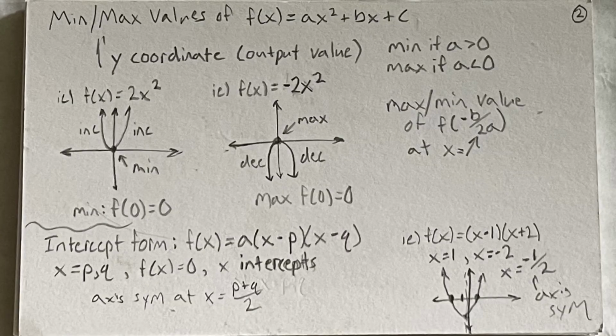There is a minimum if a is greater than 0 and the parabola opens up, and there is a maximum if a is less than 0 and the parabola opens down. For example, f(x) = 2x^2 has a minimum because the parabola opens up. The function is increasing to the right and decreasing to the left of the minimum. f(x) = -2x^2 has a maximum because the parabola opens down, and is increasing to the left and decreasing to the right of the maximum.